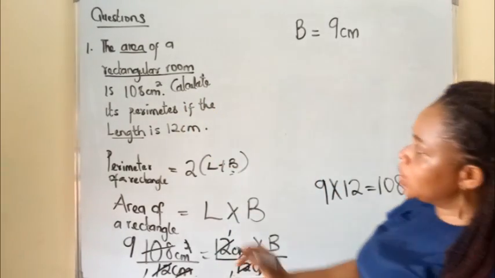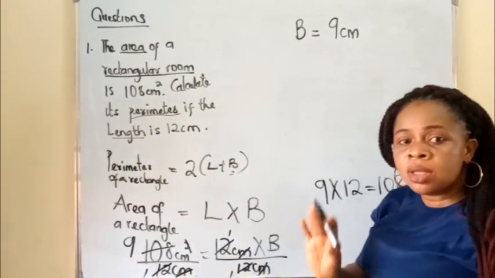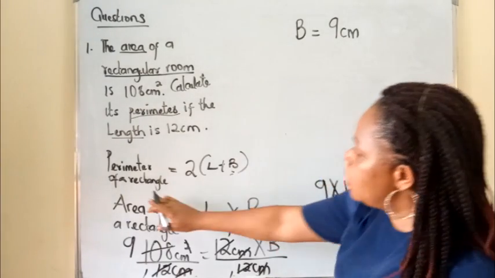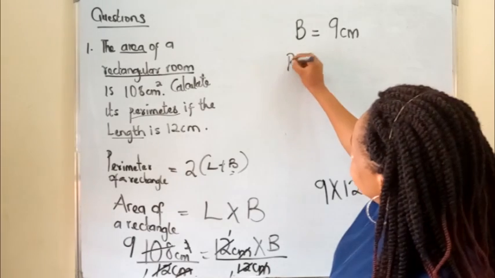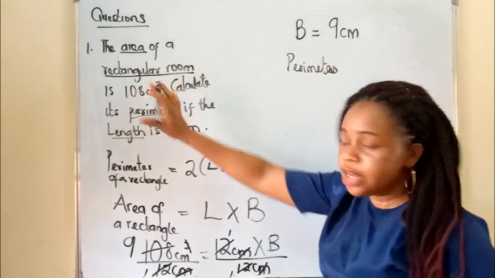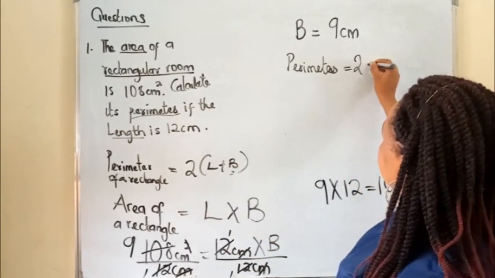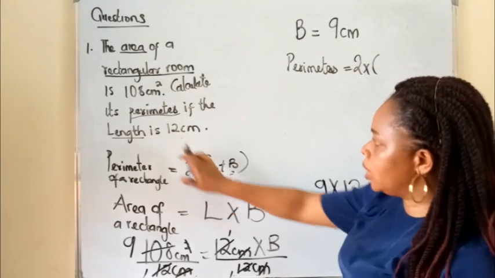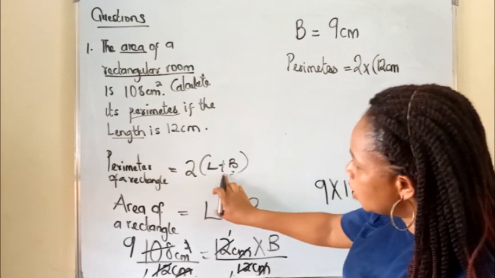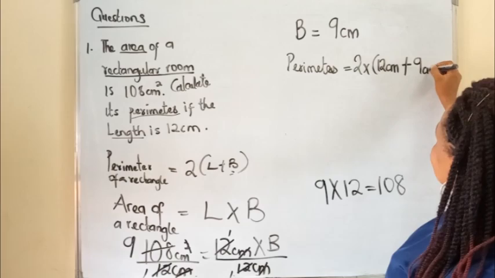Okay, now what are we asked to find? We are trying to calculate the perimeter. That we got the breadth does not mean we are done with the question. No. The perimeter of this shape is equal to 2 multiplied by L. What's our L? Our L is 12 centimeter. Plus breadth. What's our breadth? 9 centimeter.